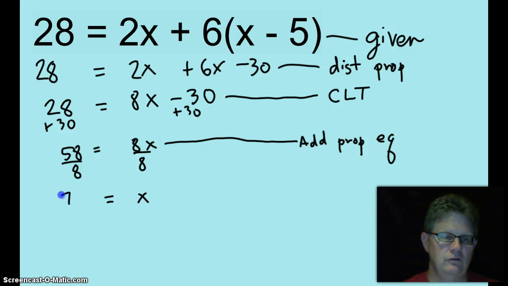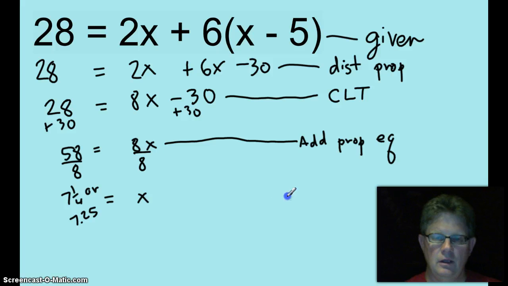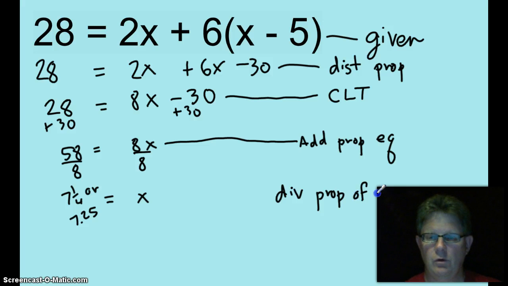Looks like it's 7 1/4, or as your calculator probably puts it, 7.25. And what allows us to divide both sides by the same number? It would be the division property of equality. And that's how you justify each step in solving an equation. Now let's look at a few other properties.